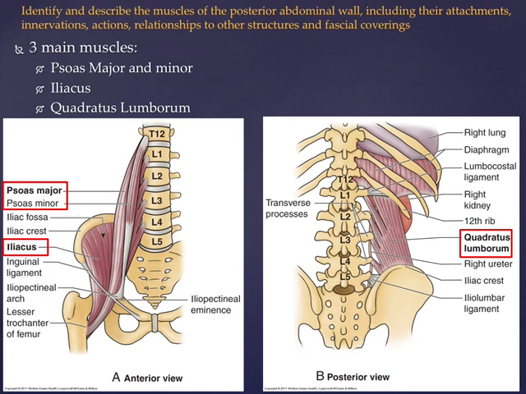We have on the left the psoas major and psoas minor muscles. The minor is smaller and it sits on top of the psoas major muscle. You can see it here. It has a slightly longer tendon. We also have the iliacus muscle, which is sitting in the iliac fossa of the pelvis. And then we have the quadratus lumborum muscle, which is sitting between the 12th ribs and the iliac crest.